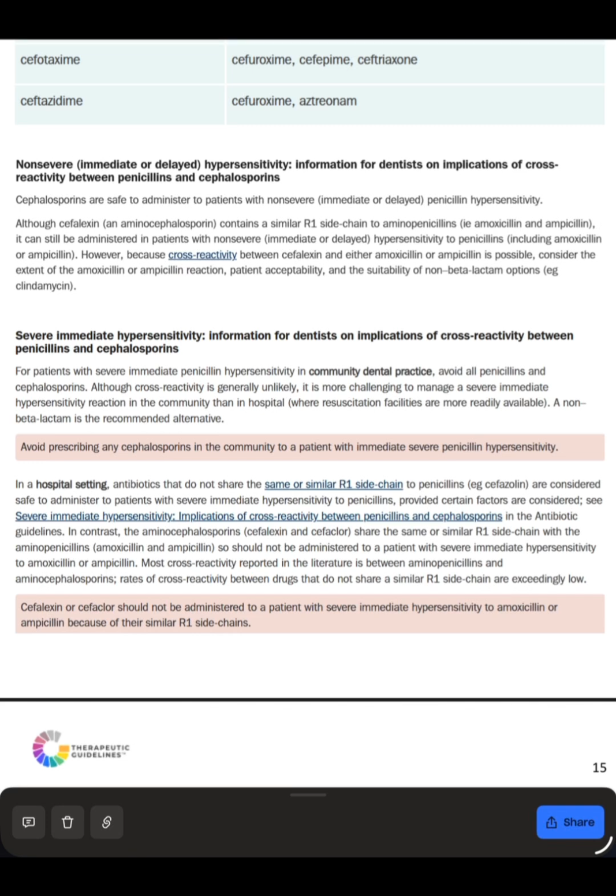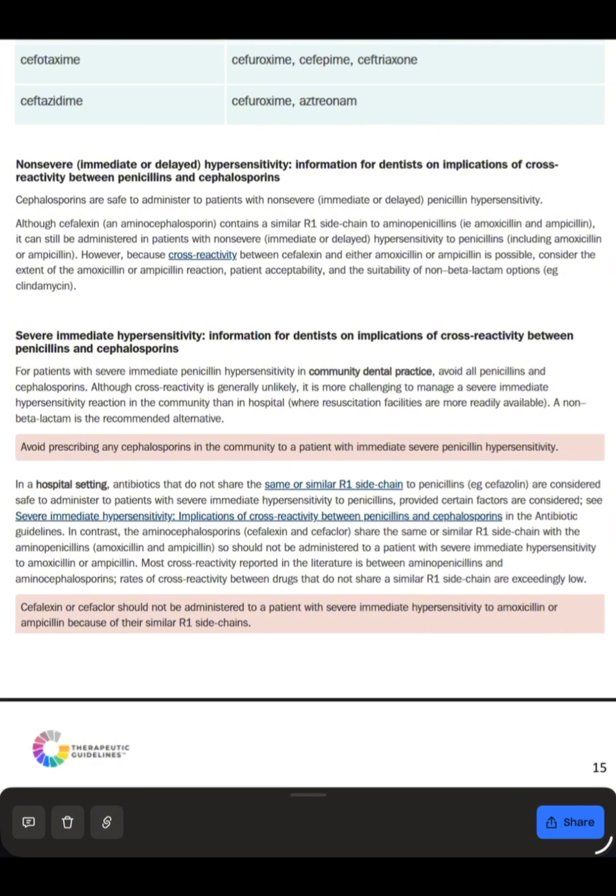In a hospital setting, antibiotics that do not share the same or similar R1 side chains to penicillin, for example, cefazolin, are considered safe to administer to patients with severe immediate hypersensitivity to penicillin, provided certain factors are considered. See severe immediate hypersensitivity, implication of cross-reactivity between penicillin and cephalosporin, in the antibiotic guidelines. So these are for the medical practitioners because it's in the hospital setting.